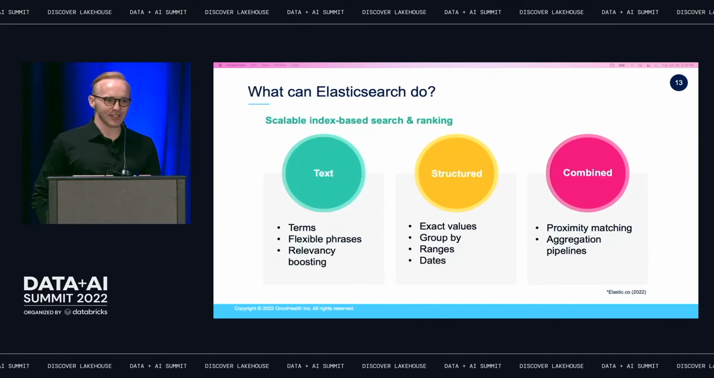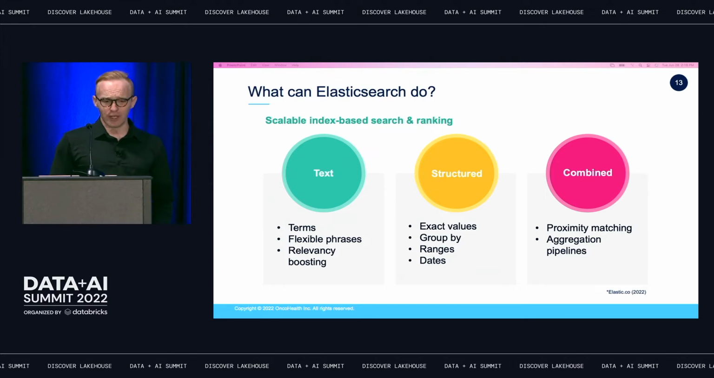So I've mentioned Elasticsearch a few times, and some of you may be familiar with Elasticsearch already, but why do we leverage Elasticsearch, and what does it do? Elasticsearch provides us scalable index-based searching and ranking. Essentially, this is the technology on which Google operates, so Google search, right? Allowing you to search truly billions of pages immediately, or within seconds, and get your results back.